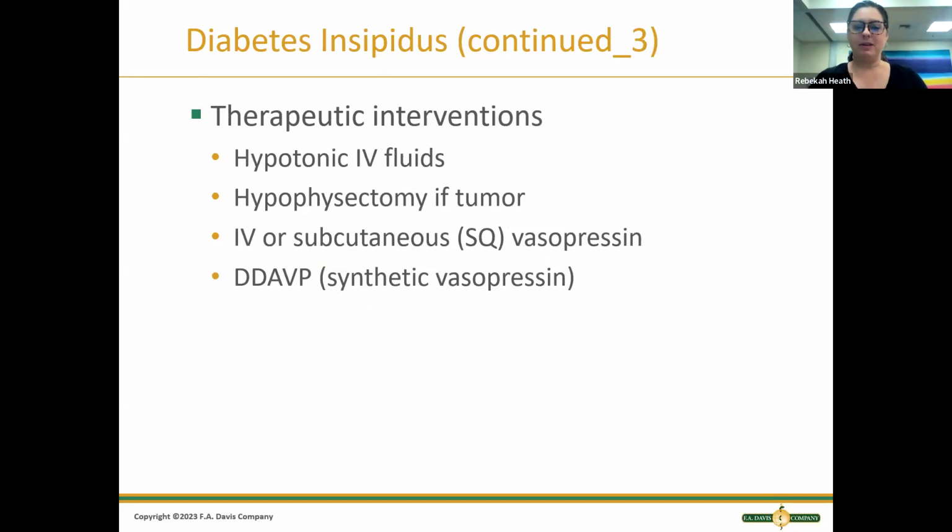So therapeutic interventions, probably going to be supporting them with some IV fluids, hypotonic usually, just to get extra fluid in there. And because their serum is very concentrated, they just need fluid. They might have a hypophysectomy if there's a tumor, and that's a removal of the pituitary gland. We might want to give them some vasopressin to help retain some of that fluid, or a synthetic form of vasopressin.